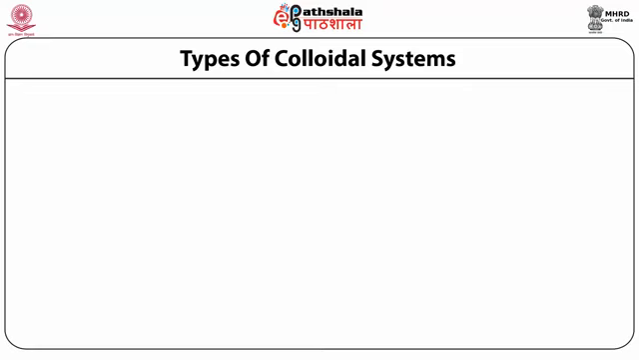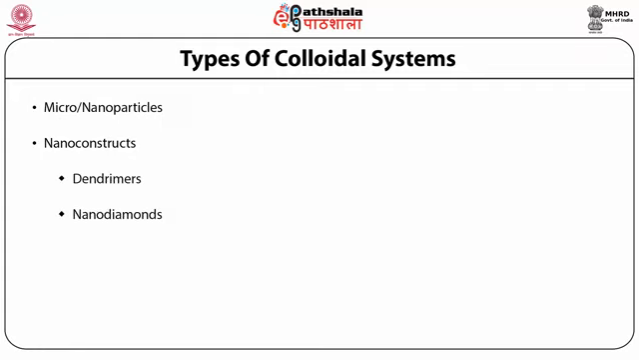Now in case of colloidal drug delivery system, there are different types which are being shown on the image. You can see they can be classified as microparticles or nanoparticles, nanoconstructs. Nanoconstructs can be divided into different types: dendrimers and nanodiamonds. Then we have liposomes. There are different types, neosomes, which are being shown on the image, and pharmacosomes.